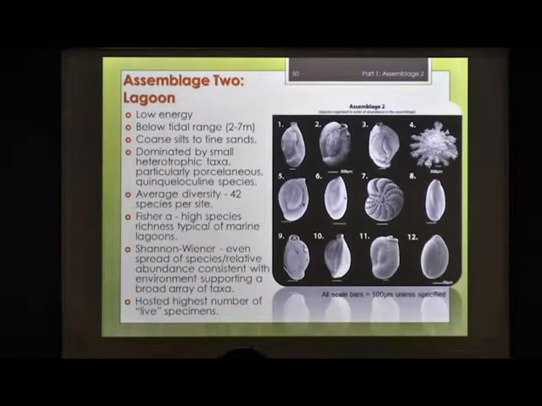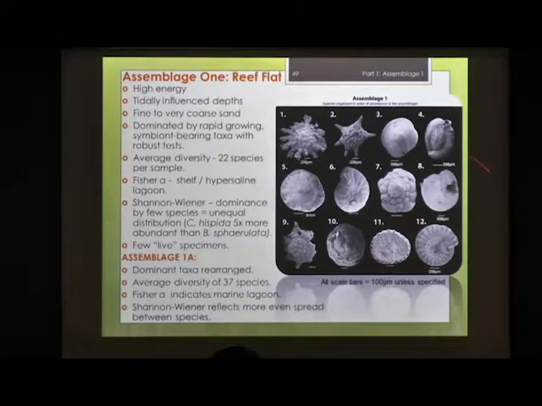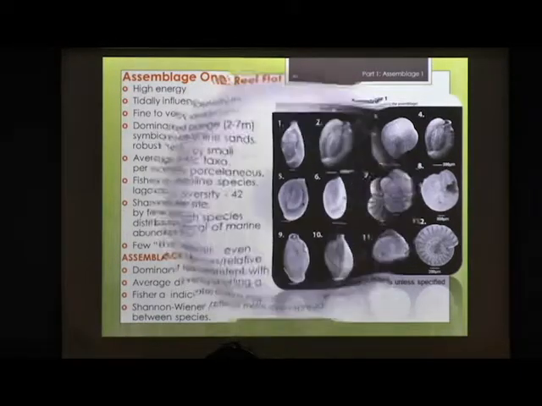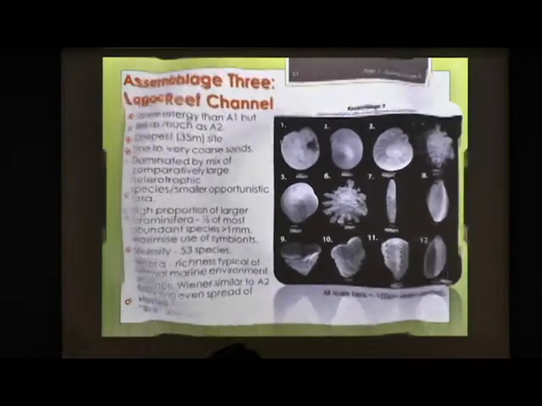Assemblage 2 was a lagoon environment. You can see these, I didn't explain this, sorry. So these are all the dominant taxa in order of abundance. So assemblage 2, you've got a completely different suite of forams. It's low energy, below tidal range, finer sediments dominated by small heterotrophic taxa, 42 species per site on average, high species richness, a more even spread of taxa, and hosted a lot of live specimens.